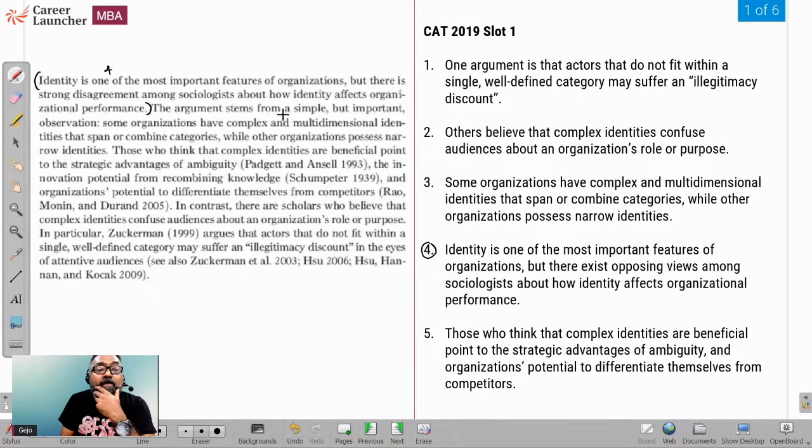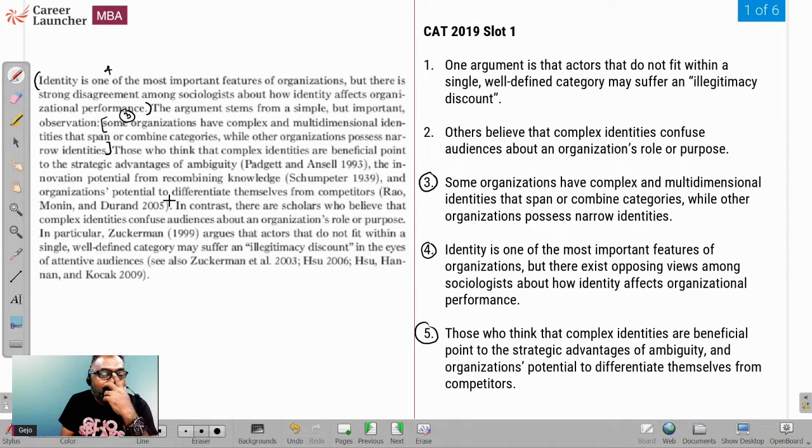The argument stems from a simple but important observation that the question setter decided to ditch, right? We have seen this in paragraph jumble. I don't know if you have watched that particular video. You should watch that video as well. This talks about, and then it starts by saying that some organizations have complex multi-dimensional identities that span categories, and so on. This, ladies and gentlemen, is sentence number 3. Those who think that complex identity is beneficial see strategic ambiguity in confusing the competitors, and so you have sentence number 5.